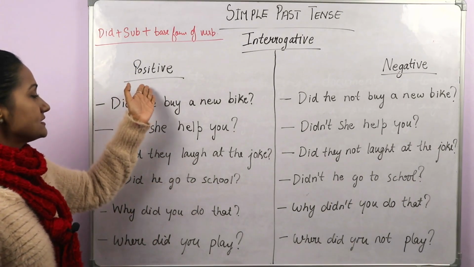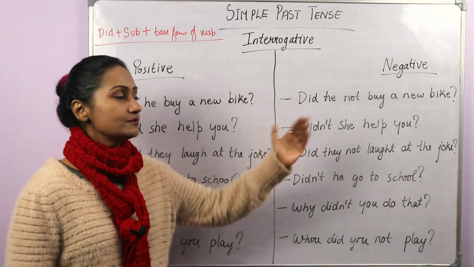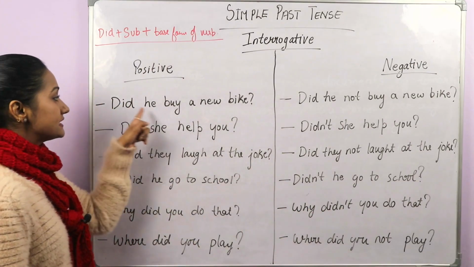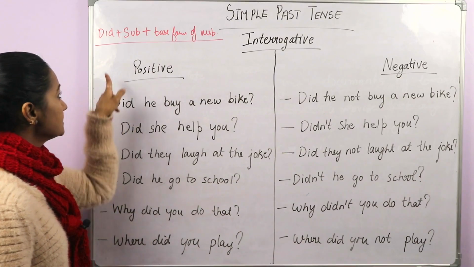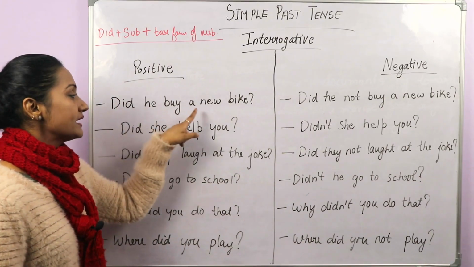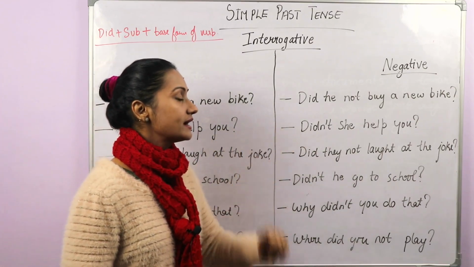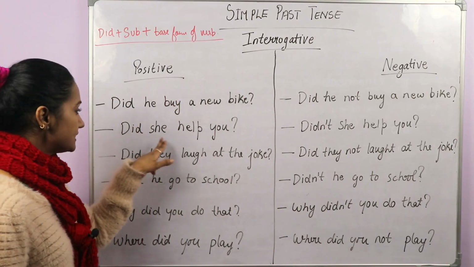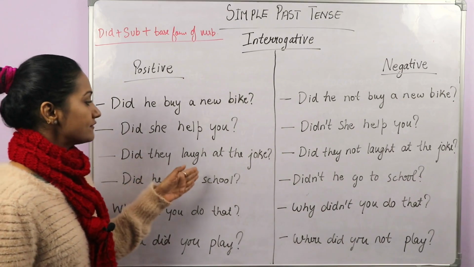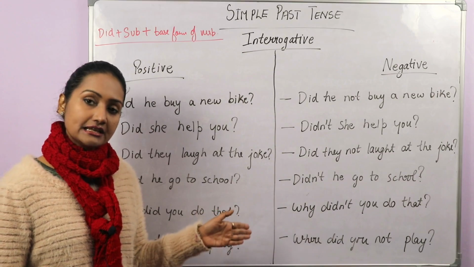Here on left side we have some positive questions and on right side we have some negative questions. Let's go through them one by one. First is, did he buy a new bike? So did plus subject plus first form of the verb. Did he buy a new bike? How are we going to change it into negative? Did he not buy a new bike? Did she help you? Didn't she help you? Did they laugh at the joke? Did they not laugh at the joke, or didn't they laugh at the joke?